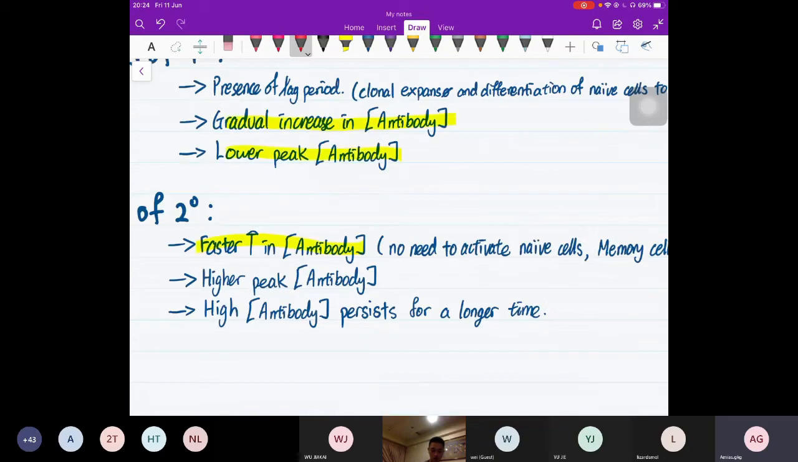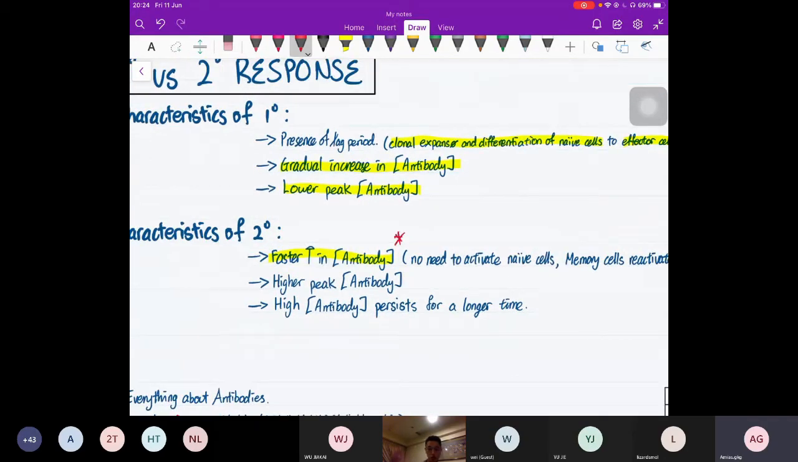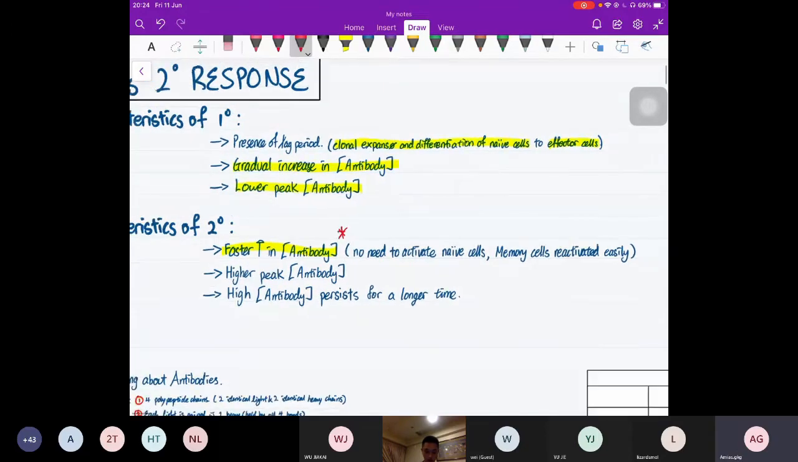And this part you can write down in your notes, right? In your notes, you realize that they don't use the word absence of lag period because there is still a lag period, right? When you see the graph later on, there is still a lag period. So you don't use the term absence of lag period, you use the term faster increase in antibody concentration. Okay, because absence of lag period is theoretically wrong. So why is it a faster increase? Because you no longer have to activate your naive T, your naive B cells, because your memory cells are reactivated easily and they will differentiate into your effector T, effector B cells.